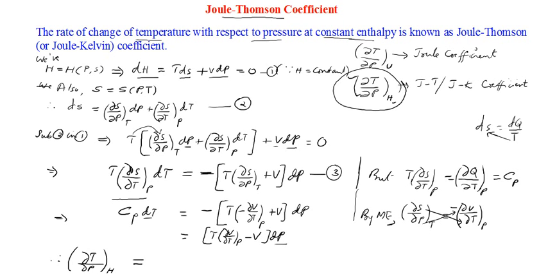You take this cp to the other side, so it will become 1 by cp times the remaining thing, whatever it is. What is that? T into dou v upon dou t at p, minus v. It's a bit lengthy, but see that. This quantity is usually represented by the Greek letter mu, and we call this equation number 4.